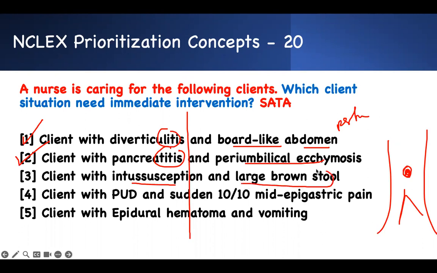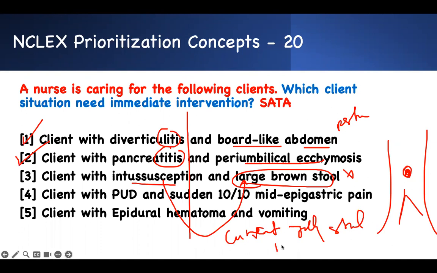Intussusception and a large brown stool. This is to trap you. Even though they have intussusception, now they're having a large brown stool. What kind of stool do you expect with intussusception? Currant jelly stool. And what is that? Mucus mixed with blood and stool. This is not what was said. He said large brown stool. This patient is okay.